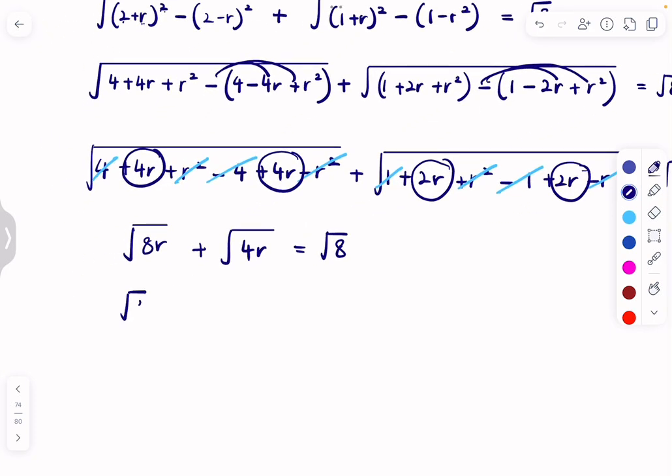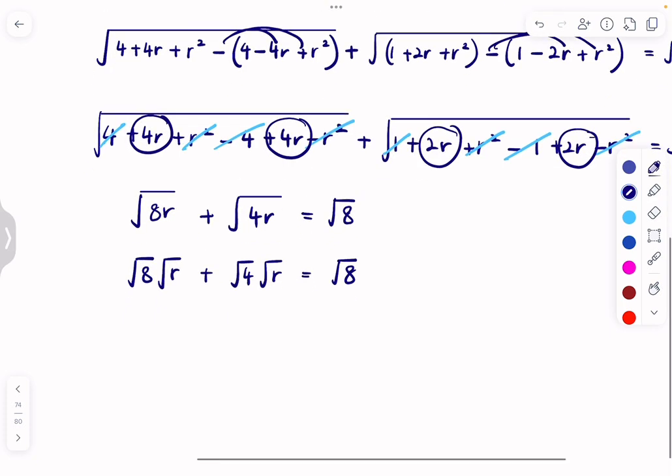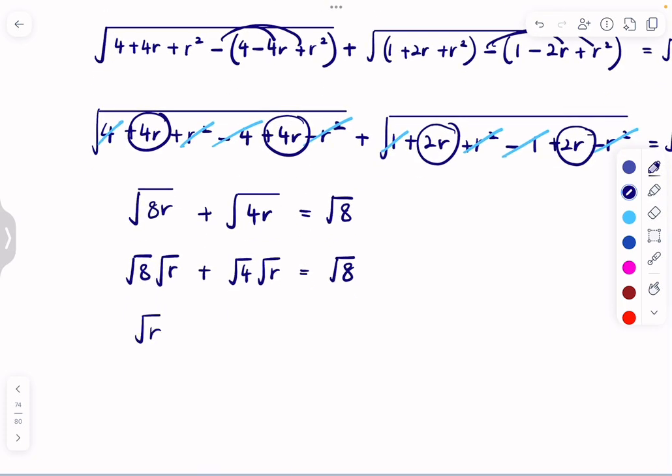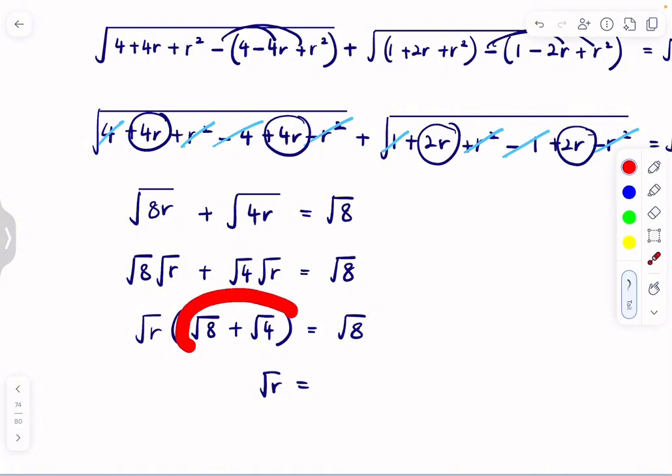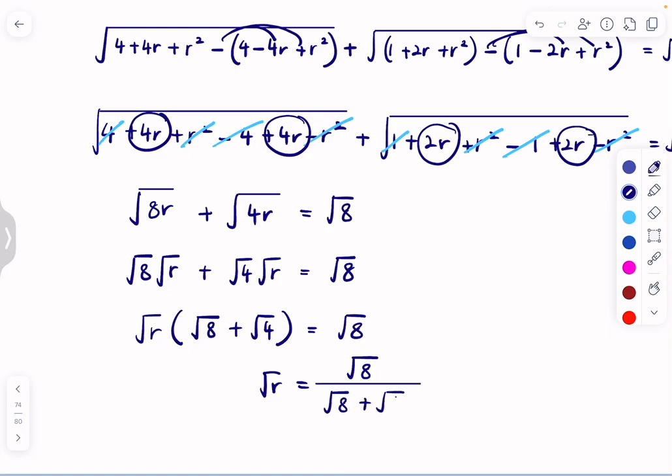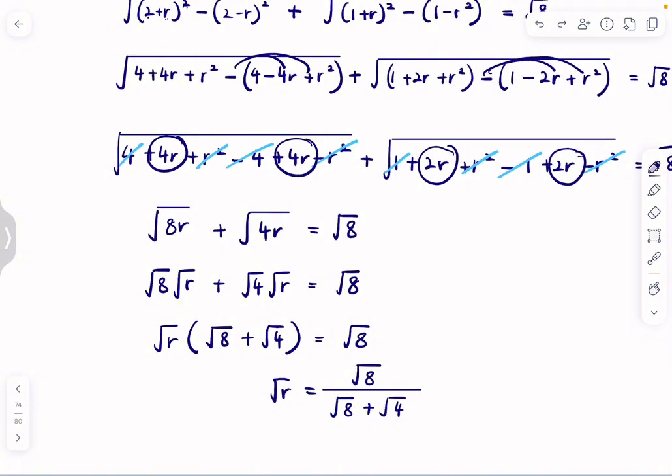So we can split this into surd 8 times surd r, plus surd 4 times surd r, equals surd 8. Then we can factorize the surd r. We'll be left with surd r times (surd 8 plus surd 4) equals surd 8. So we want to make r the subject. We bring this one over here, so it becomes surd 8 over (surd 8 plus surd 4). Then to make r the subject, we square the whole thing.